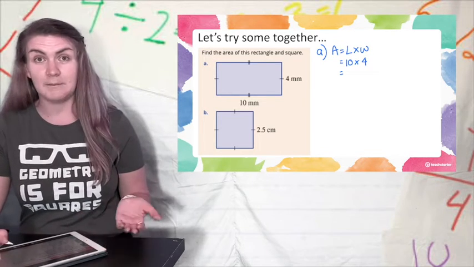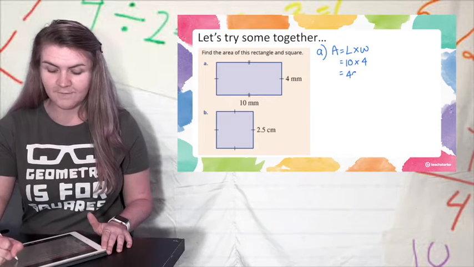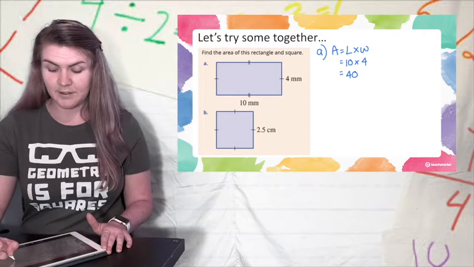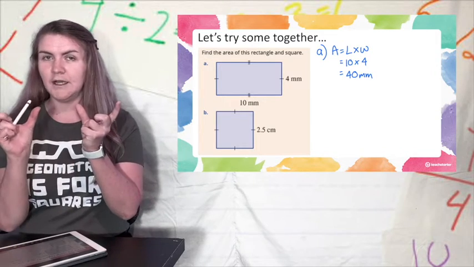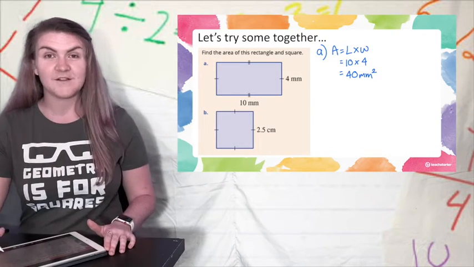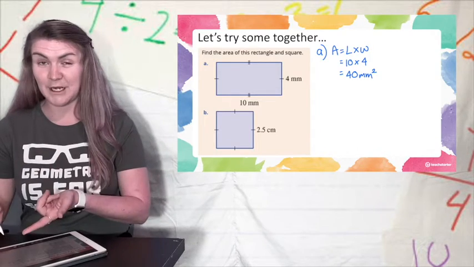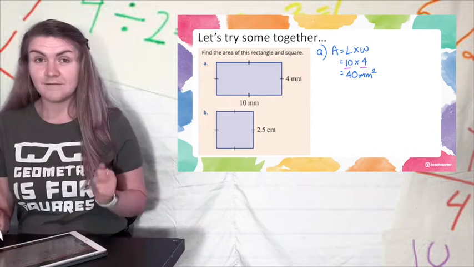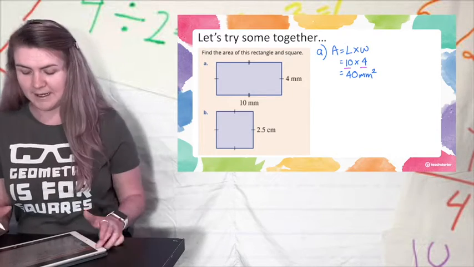Now that I've replaced all my pronumerals, I can just multiply. 10 times 4 is 40. And of course, I need to use my units, which we had millimeters to start with, which means we're going to write millimeters. But now they're not just millimeters in a line, they are now square millimeters. So I need to write square. So I have 40 square millimeters. A handy hint I like to remember is that I know it's going to be a 2 because I've multiplied 2 numbers together. That's going to help you maybe later on down the track when we're doing volume, etc. So that's just something I like to remember.